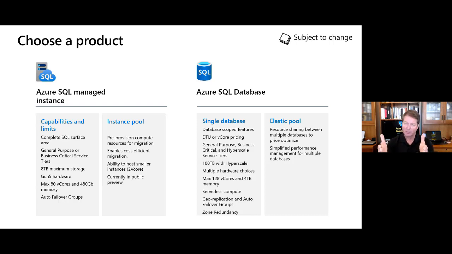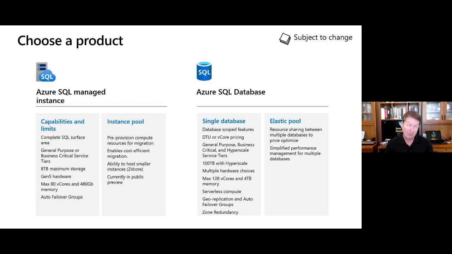And then look at these other expansion of choices. For example, you have new service tiers for general purpose, business critical, and hyperscale, which is going to give you the ability to have up to 100 terabytes of space, which you would not have today in a managed instance. You also get multiple hardware choices. So for example, you can go up to 128 vCores and 4 terabytes of memory in a database where you couldn't do that in a managed instance today. You've got other options, things like serverless compute to do pausing or pay-as-you-go type compute or auto scaling.